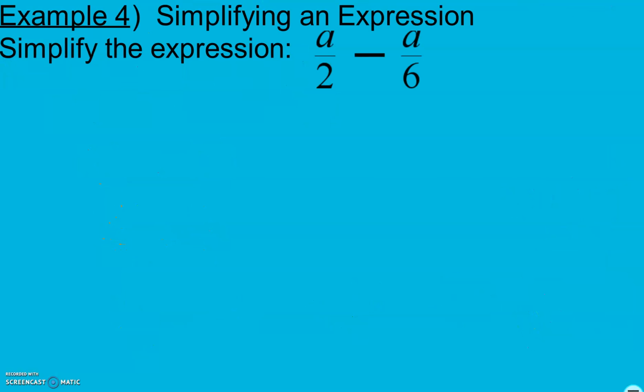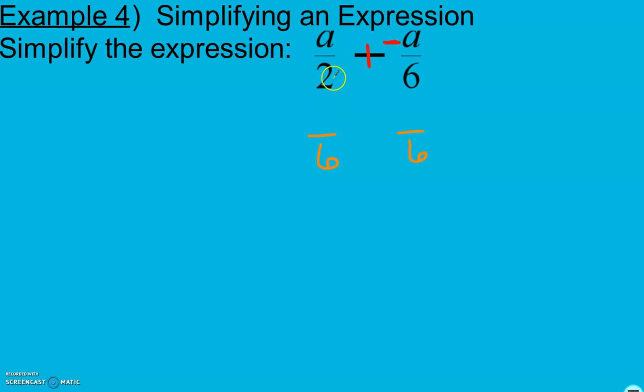In example 4, we're going to simplify an expression with variables, but it's going to work a lot of the same way. I have subtraction, so I change to adding the opposite. I don't have to switch from mixed numbers to improper fractions because I don't have mixed numbers. So I look at my denominators between 2 and 6. My least common denominator is 6. So I'm going to rewrite my fractions with that common denominator.